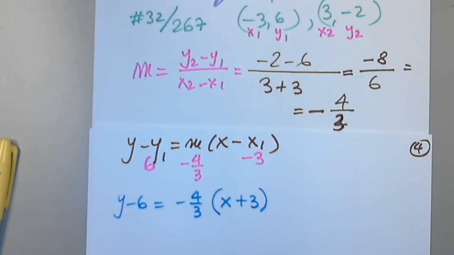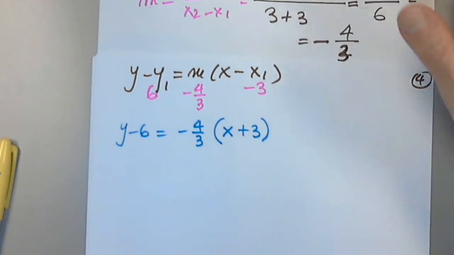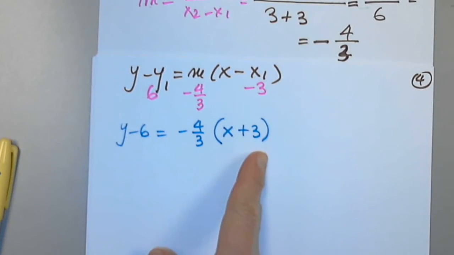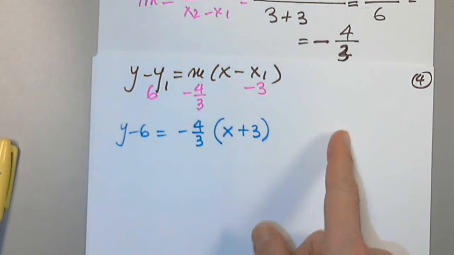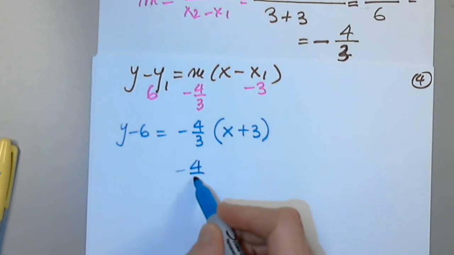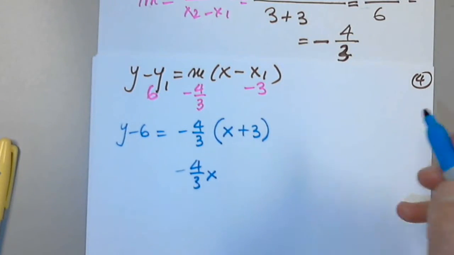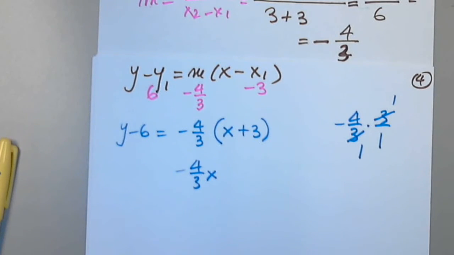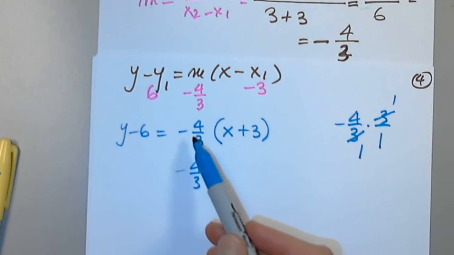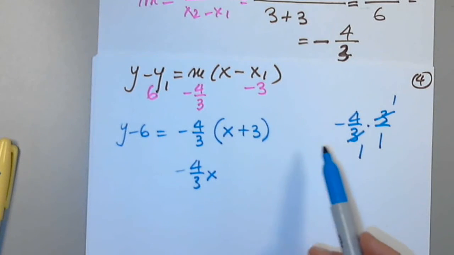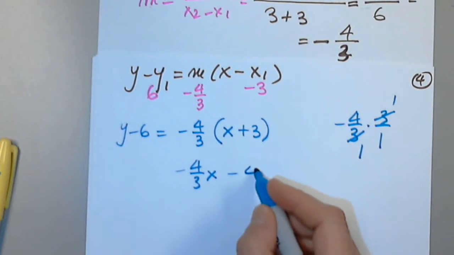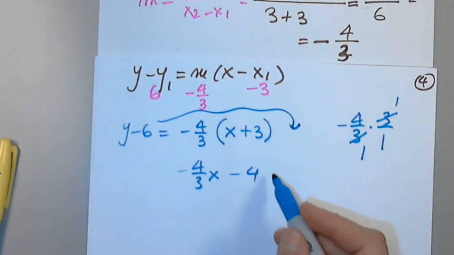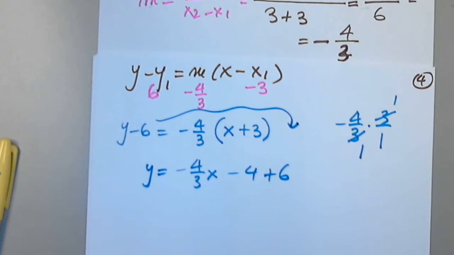I have to solve for y. The first step would be to distribute negative 4/3 and then add 6. So when I distribute negative 4/3, I get this. Let's take this product aside. Negative 4/3 times 3/1. I simplify. I always simplify before multiplying. So what do I get when I distribute negative 4/3 to 3? 4. Yes, but negative. Very good. And then I have to bring a positive 6. So then y equals negative 4/3 x plus 2.